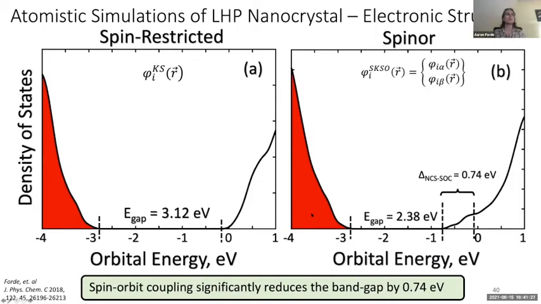So this figure compares the density of states without spin-orbit coupling, the panel on the left, to including spin-orbit coupling on the right. And the main takeaway is that the band gap shrinks by approximately 0.7 eV due to the strong spin-orbit coupling in the conduction band, which spreads out the energy states over a very wide range of energies. So it decreases the density of states near the conduction band edge.